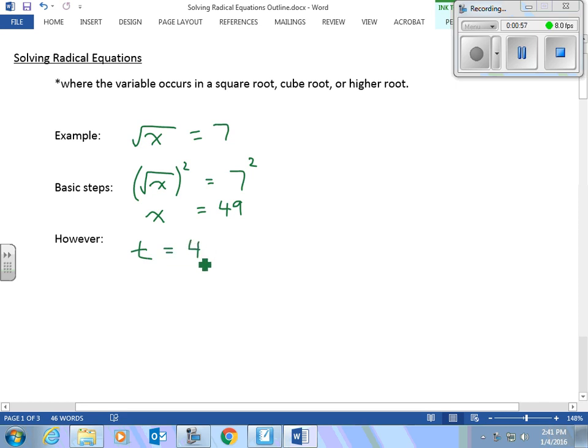If t equals 4, and I follow the same steps that I did in this earlier example, if I square both sides, I'll get t squared equals 16. And so if I have t squared equals 16 and I want to solve for t, I'm going to take the square root of both sides. So t equals plus or minus 4, because 16 has two roots, a positive one and a negative one. So we're getting two solutions here, but only positive 4 is a solution to the original equation.